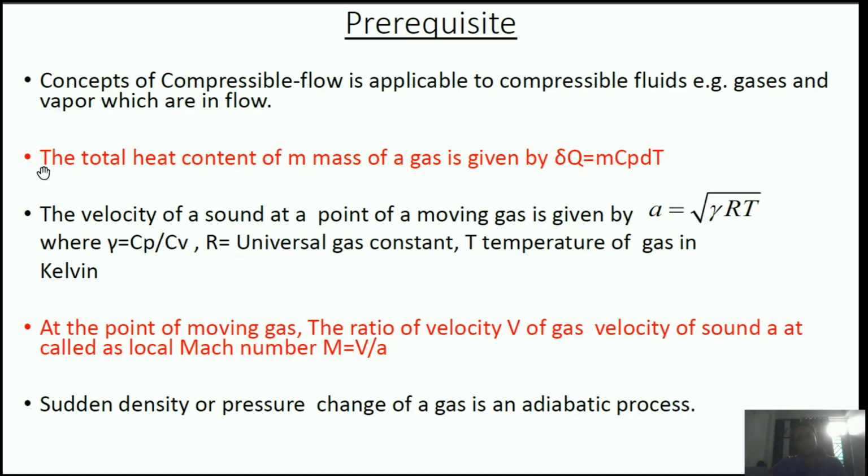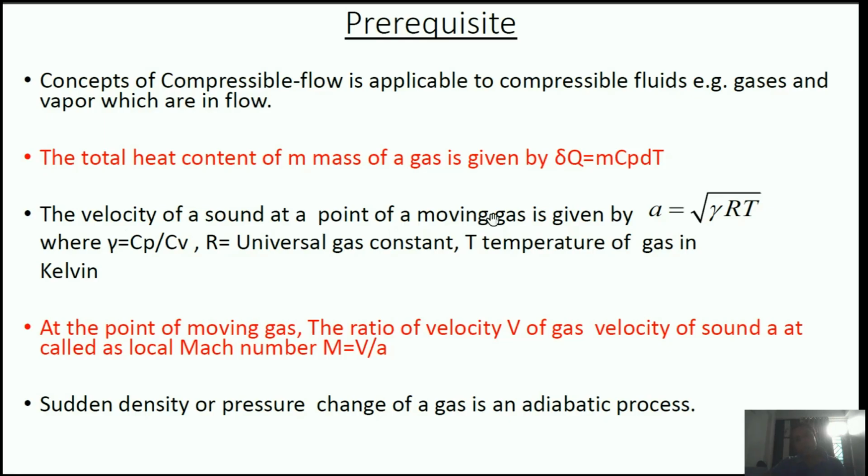Second, you must keep in mind that if there is m mass of a gas, or m mass of a compressible fluid, then the heat content dQ of it is given by m Cp dT. m is the mass, Cp is the specific heat at constant pressure, dT is the change in temperature. Means in case you have some reference temperature, then how much higher from that reference temperature, that is the total heat content of the gas.